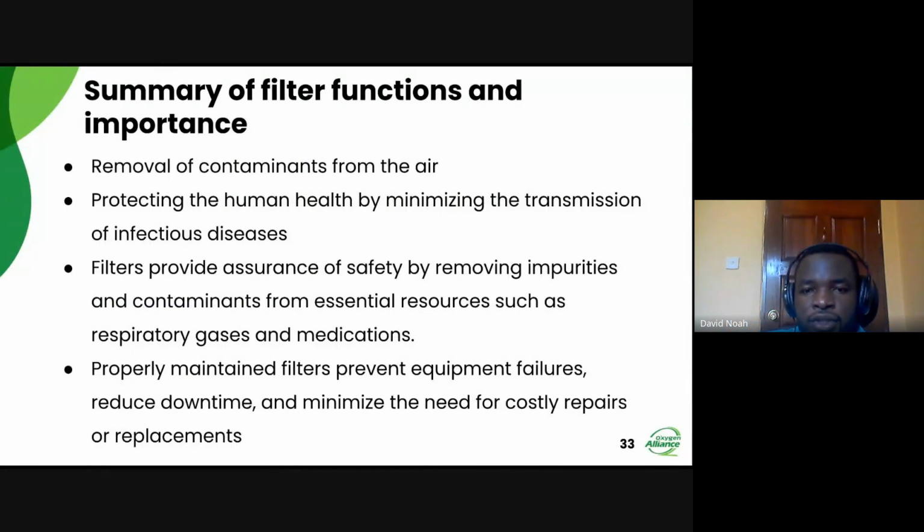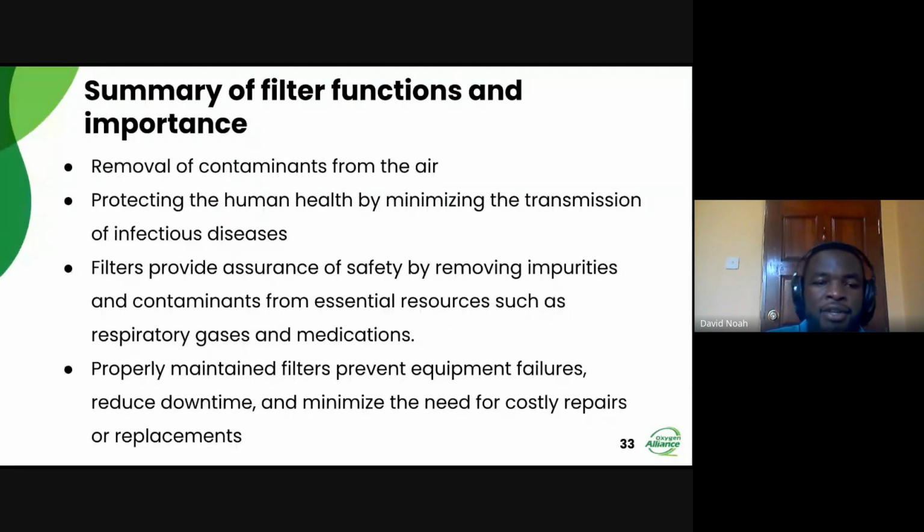And in conclusion, the filters in oxygen generation devices help to effectively remove dust, allergens, and pollutants from the air, ensuring cleaner and healthy indoor environments. Filters play a crucial role in minimizing the spread of airborne pathogens and bacteria, thereby reducing the risk of infectious diseases. Filters also ensure the purity of respiratory gases and medications by removing impurities and contaminants.